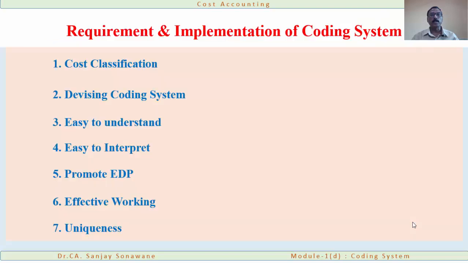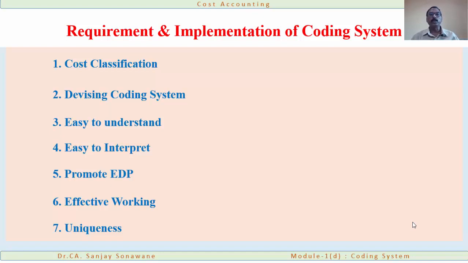So let us further see what are the requirements for implementation of a coding system. When you want to implement a coding system, certain things we have to first understand. Now we are developing a coding system for cost, so we should know what are the cost classifications. If you know the proper cost classifications, then for every classification you can give different codes. The second one is devising a coding system. When we devise a coding system, we have to give proper codes. It can be numeric, alphabetic, or alphanumeric also.